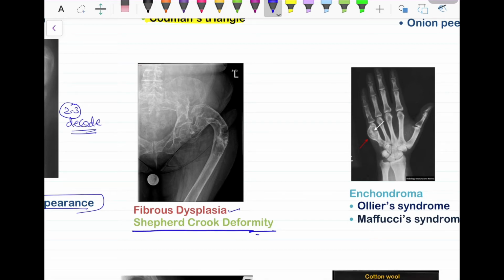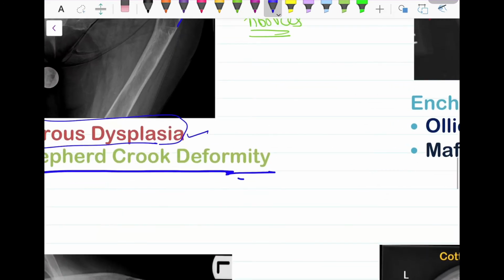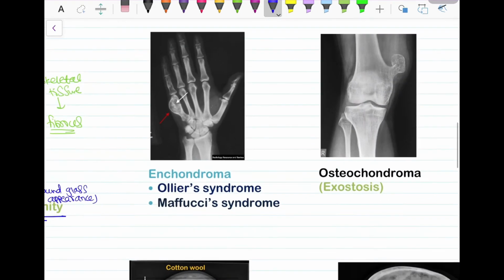So this is Shepherd-Crook deformity. There is bending of this neck of femur, and this is because there is transformation of the skeletal tissue into fibrous tissue. This fibrous dysplasia also shows ground glass appearance. So there is ground glass appearance, and Shepherd-Crook deformity.